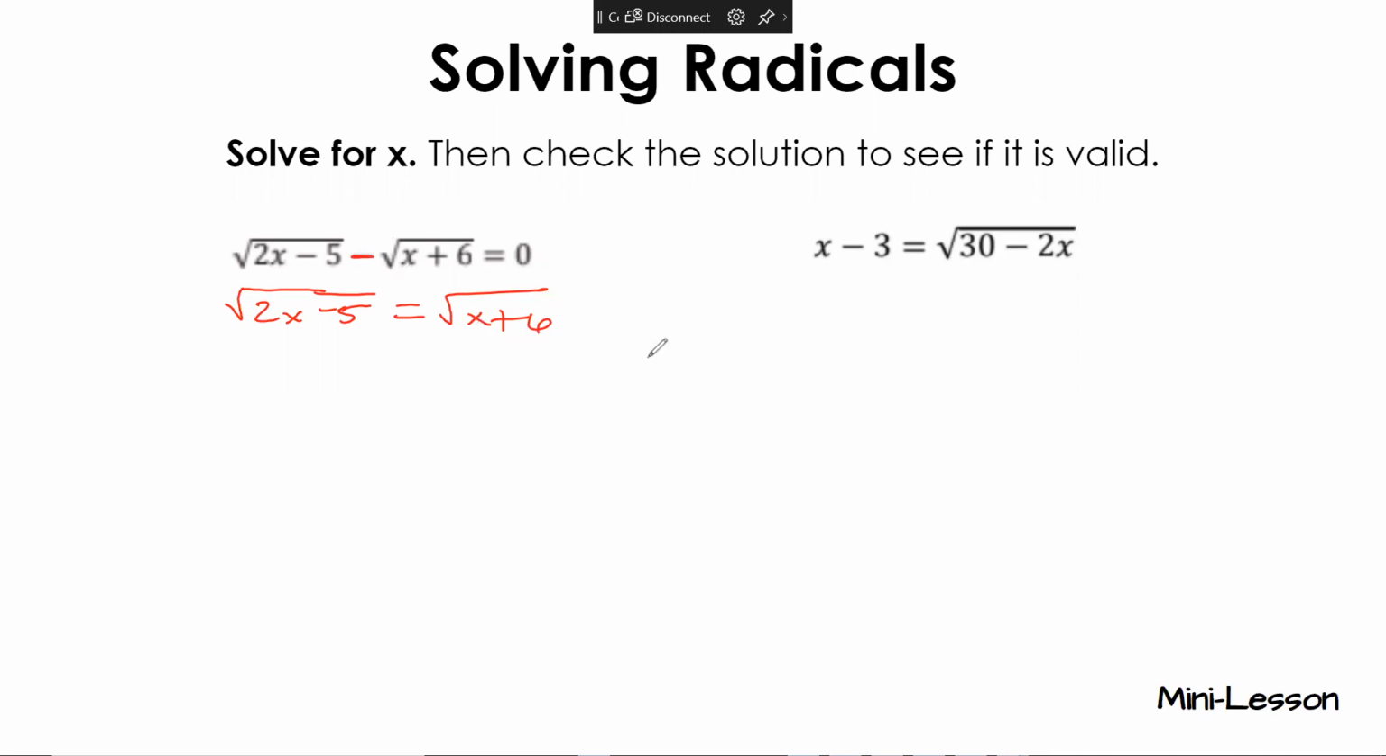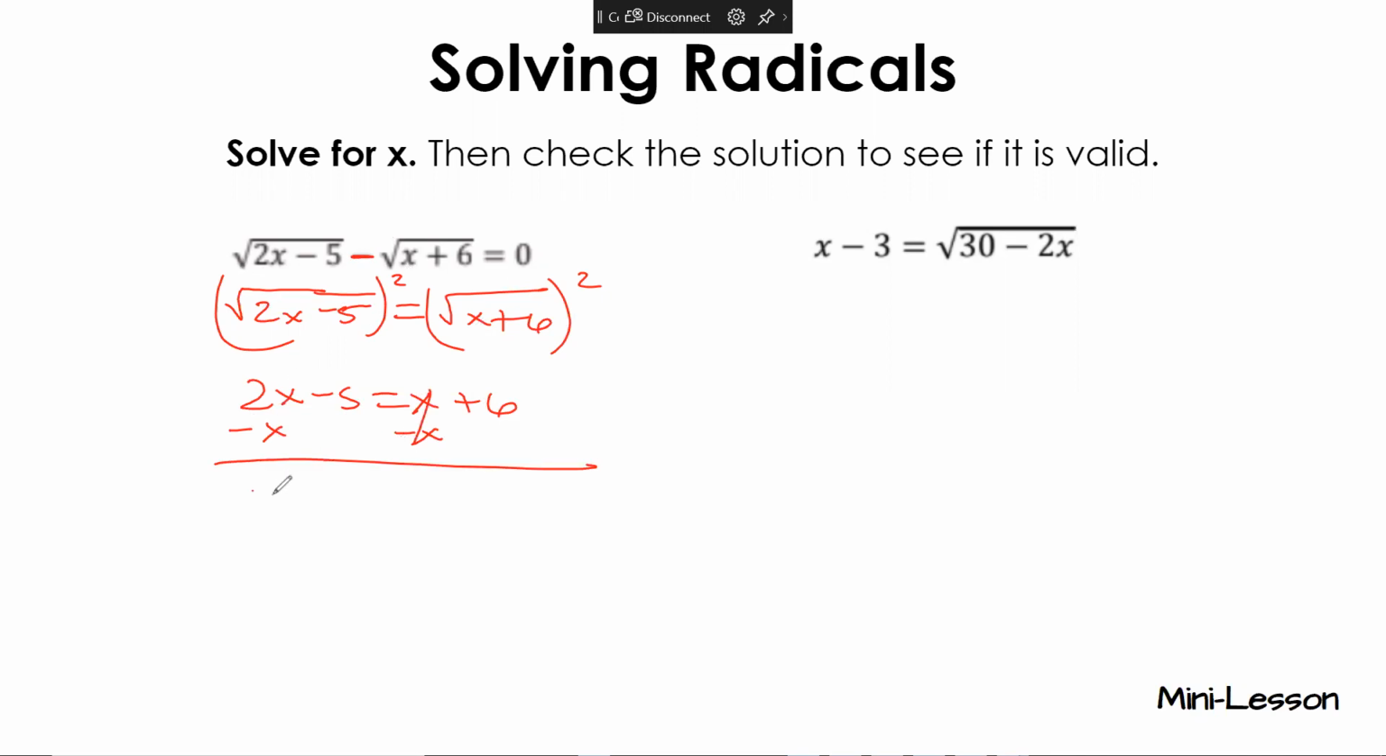Okay, so now we're gonna square both sides. And that means that we're just gonna take what's on the inside and set them equal to each other. We're gonna solve like we normally do. So we're gonna subtract x from both sides. That's gonna give me x minus 5 equals 6. We're gonna add 5 to both sides. So x is gonna equal 11. And now we've got to check.